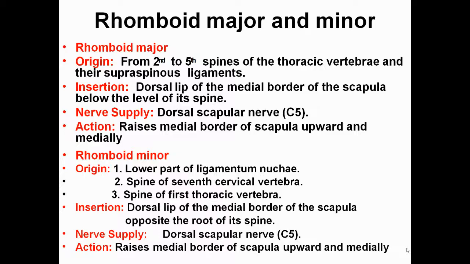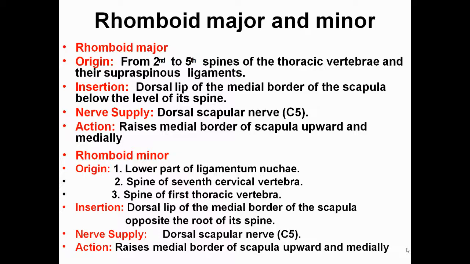Rhomboid major and minor muscle. Rhomboid major takes origin from the second to fifth spines of the thoracic vertebrae and their supraspinous ligament, whereas rhomboid minor takes origin from the lower part of the ligamentum nuchae, the spine of the seventh cervical vertebra and the spine of the first thoracic vertebra. Rhomboid major inserts into the dorsal surface of the medial border of the scapula below the level of the spine, and rhomboid minor inserts into the dorsal surface of the medial border of the scapula opposite the root of the spine.